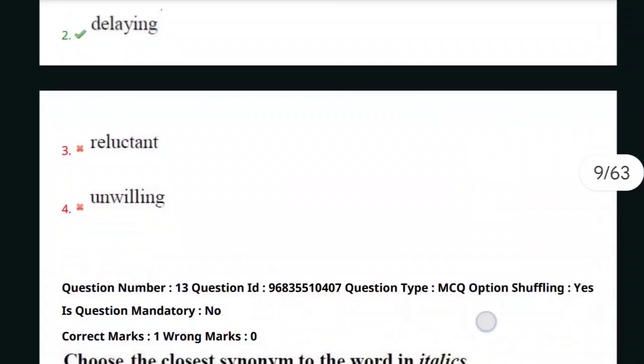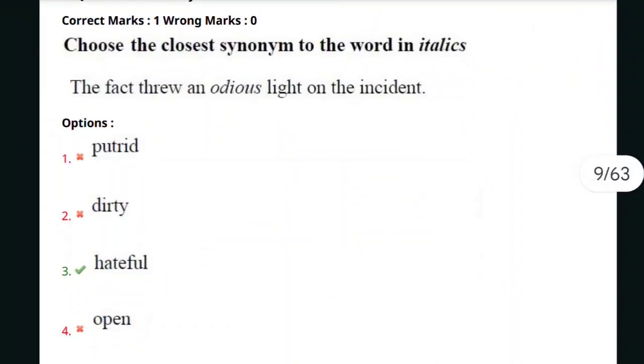Let's move to another question, 13th question. Again, the question is on synonyms. Choose the closest synonym to the word in italics. The fact threw an odious light on the incident. Here, the word in italics is odious, and here we have 4 options: putrid, dirty, hateful, and open.